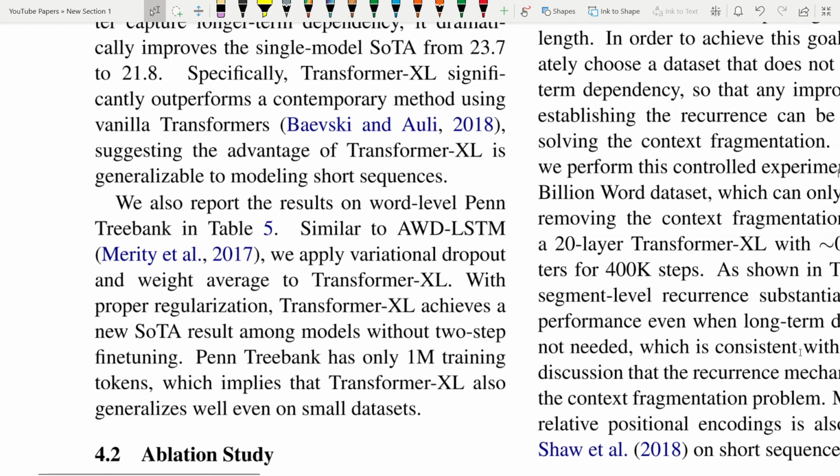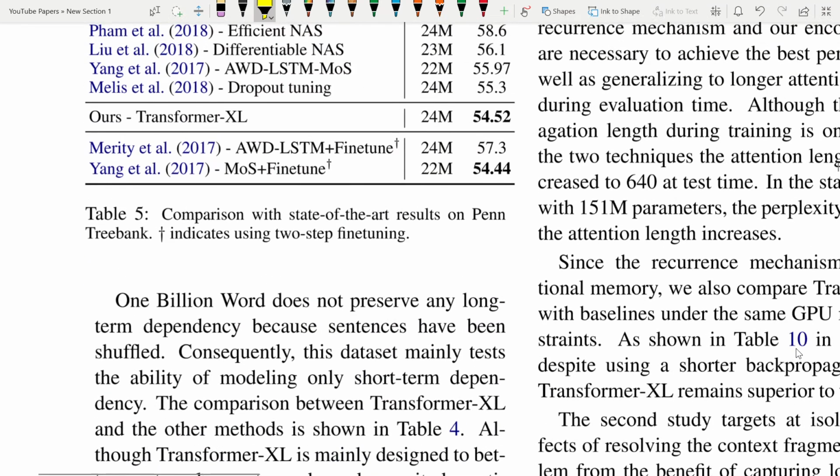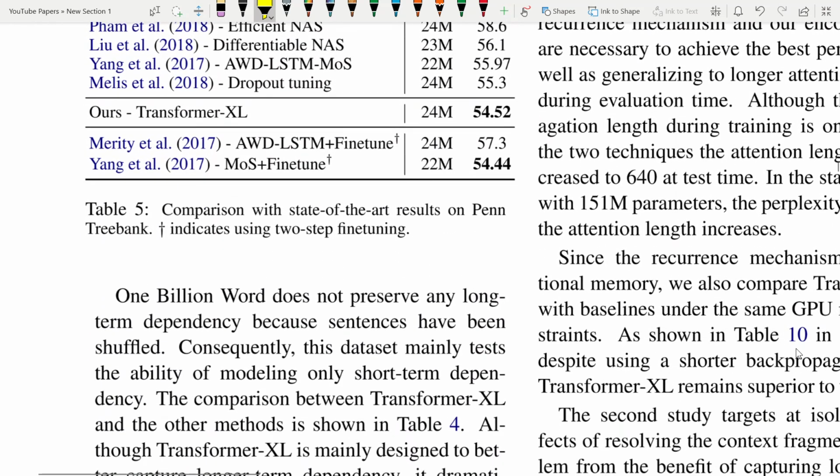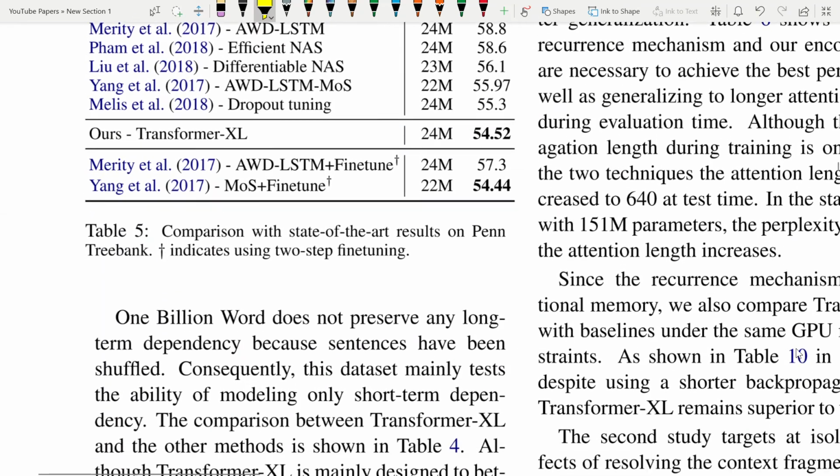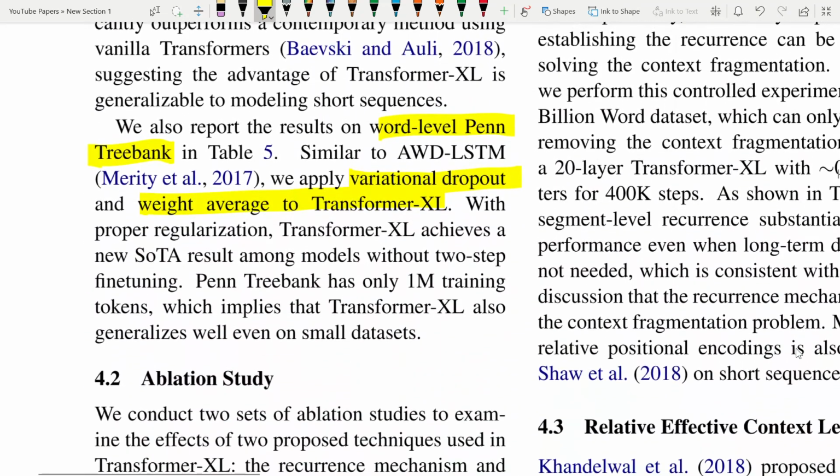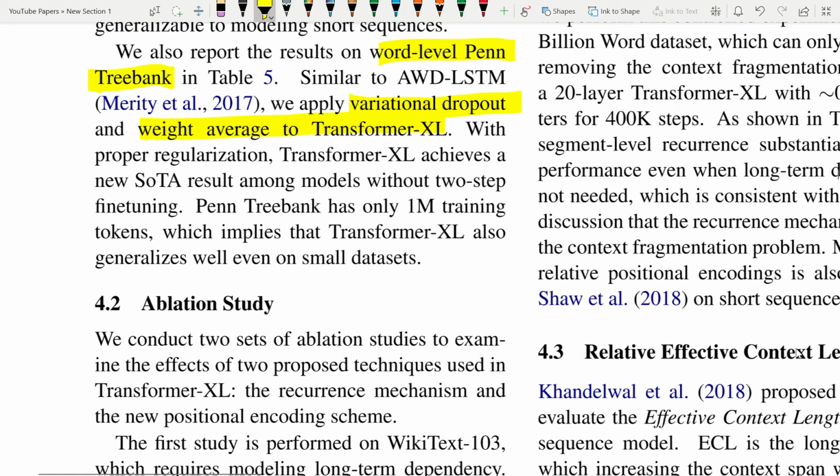So there is this word level Penn Treebank dataset also. This is a really old dataset. However, on applying similar kind of settings on TransformerXL, TransformerXL again achieves a new SOTA result. Fine. So they have just shown that, which implies that it generalizes to even small datasets. Fine.